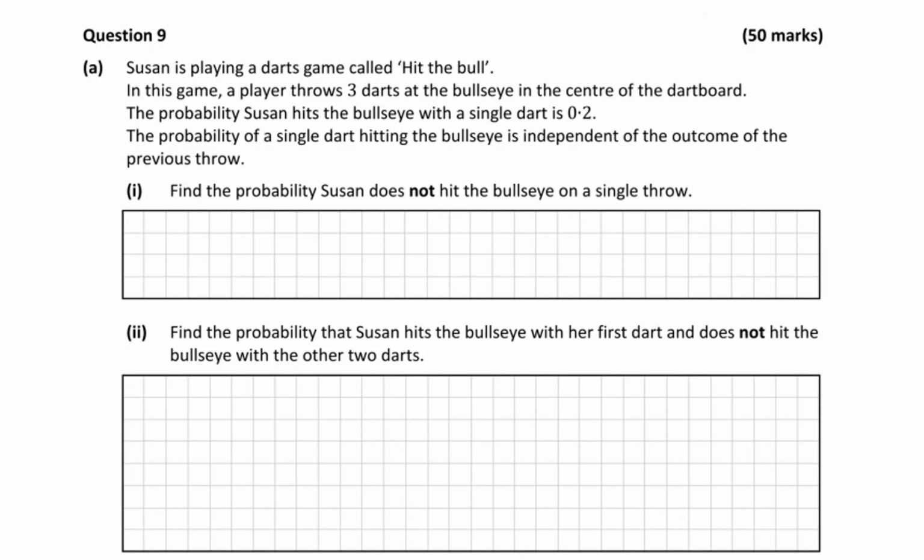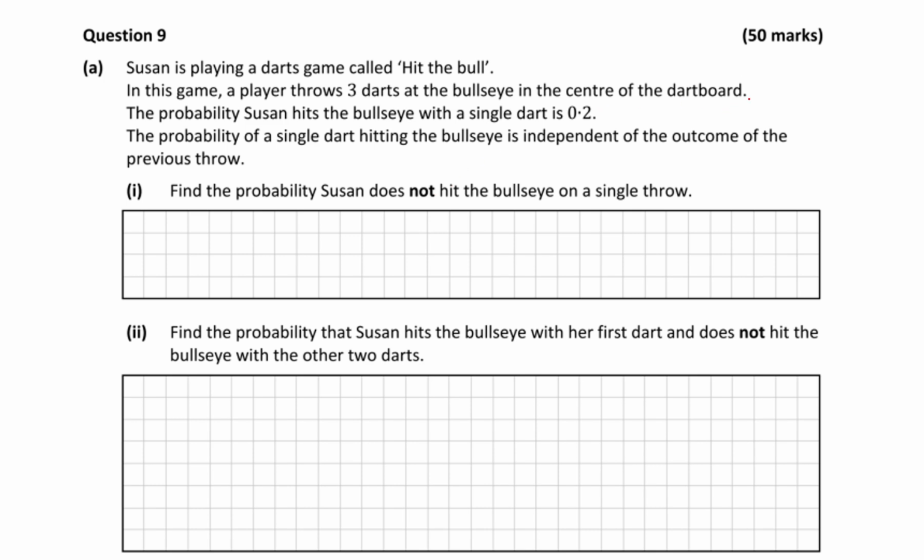So, Susan is playing a game of darts called Hit the Bull. In this game, a player throws 3 darts at the bullseye in the centre of the dartboard. Probability Susan hits a bullseye with a single dart is 0.2. So the probability of a single dart hitting the bullseye is independent of the outcome of the previous throw. Find the probability Susan does not hit the bullseye on a single throw.